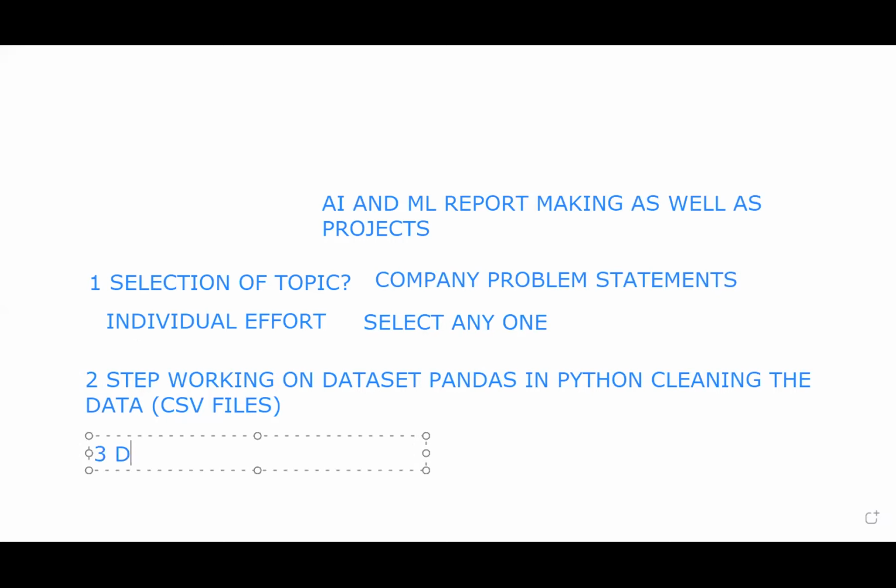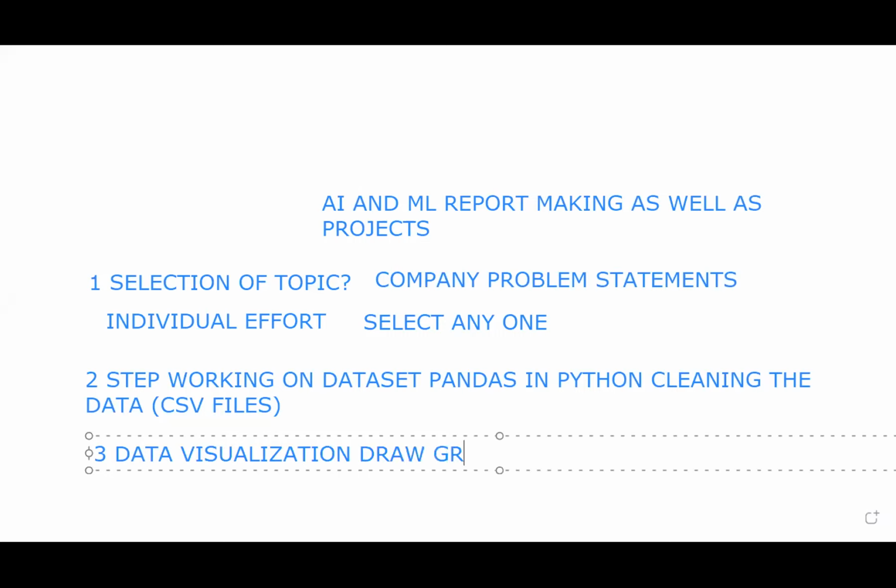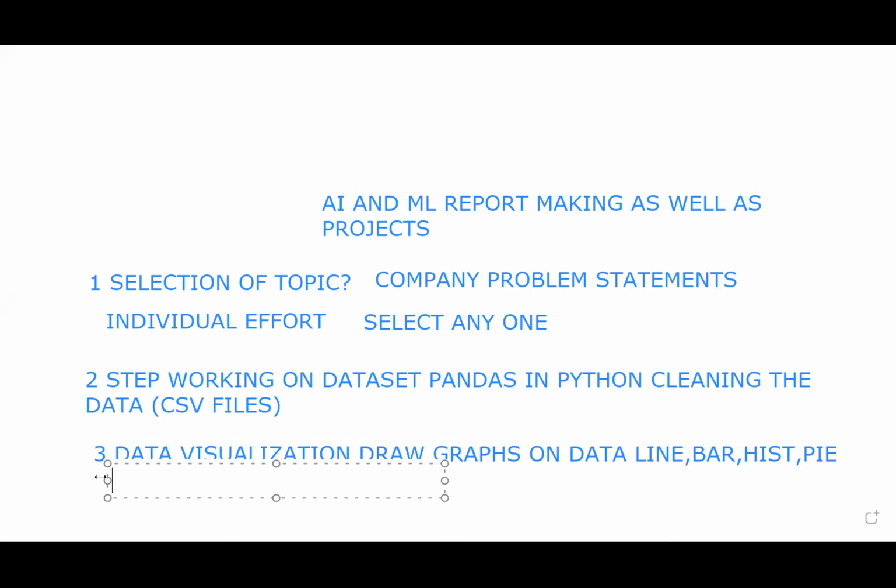Third thing is data visualization. Okay, so what is data visualization? Data visualization is nothing but drawing graphs for data. So whatever data you have chosen from the CSV file, that particular data set, you can draw graphs. That is, you can draw line graphs, bar graphs, histograms, pie charts. Depending upon what data you have, what you can understand from the data, you can draw graphs onto those particular data sets. Okay. But how do you draw the graphs?